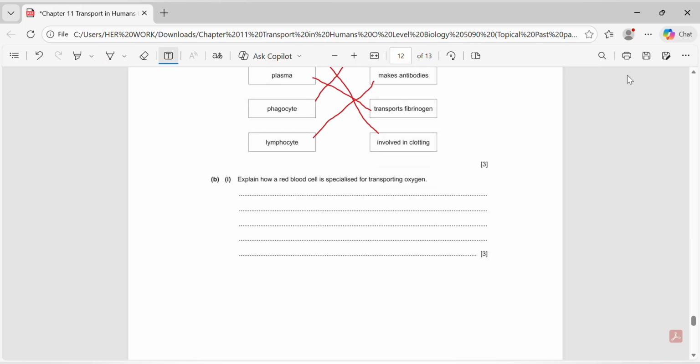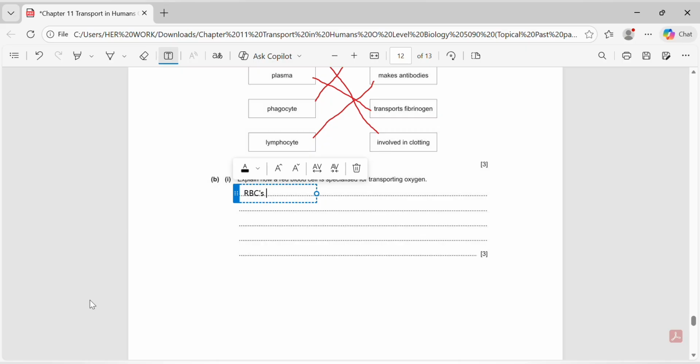The second part of the question asks how a red blood cell is specialized for transporting oxygen. Red blood cells contain hemoglobin, which allows them to bind and carry oxygen efficiently. They do not have a nucleus, which provides more space for hemoglobin. Additionally, their small size and flexible structure enable them to squeeze through narrow capillaries, ensuring oxygen reaches all tissues. Finally, their biconcave shape increases the surface area, allowing oxygen to diffuse rapidly into and out of the cell. Any three of these features explain how red blood cells are perfectly adapted for oxygen transport.